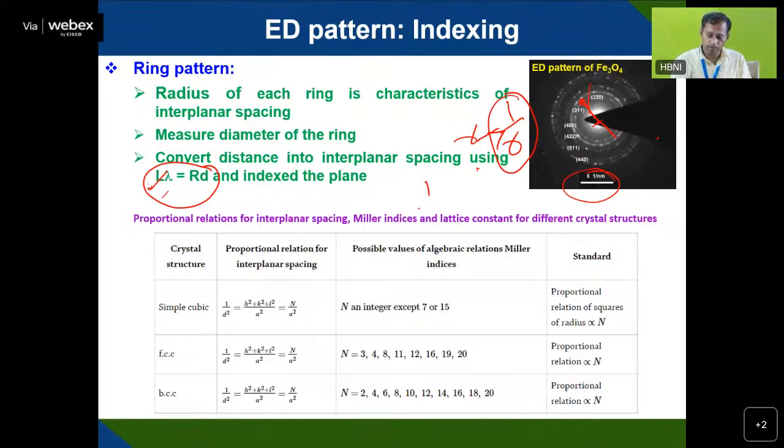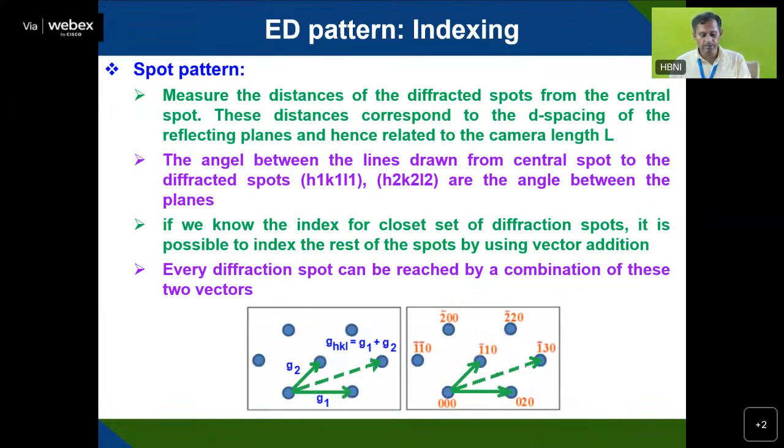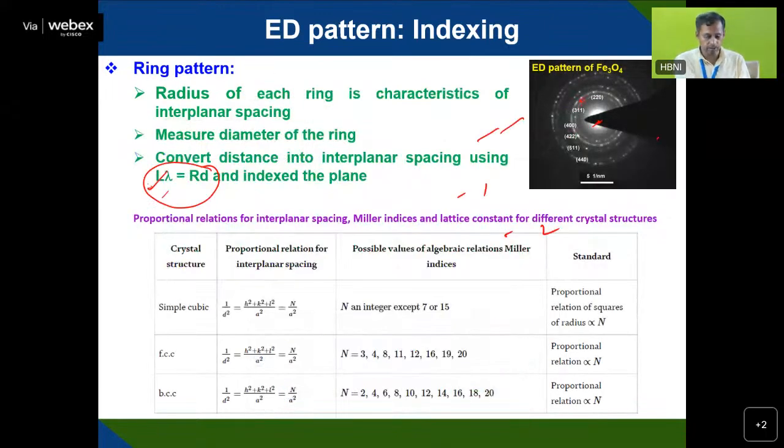1 by R1 will be d1, 1 by R2 will be d2. Like this, you can identify all the ring structure easily. Like I have given here, for a simple cubic you can use this type of formula, N by S square in relation to the interplanar spacing, and for FCC, BCC, you can get the Miller indices using the equation I discussed already in the XRD pattern analysis. If you have a single crystal structure, in that case you can't use this lambda equation, L lambda equals Rd.